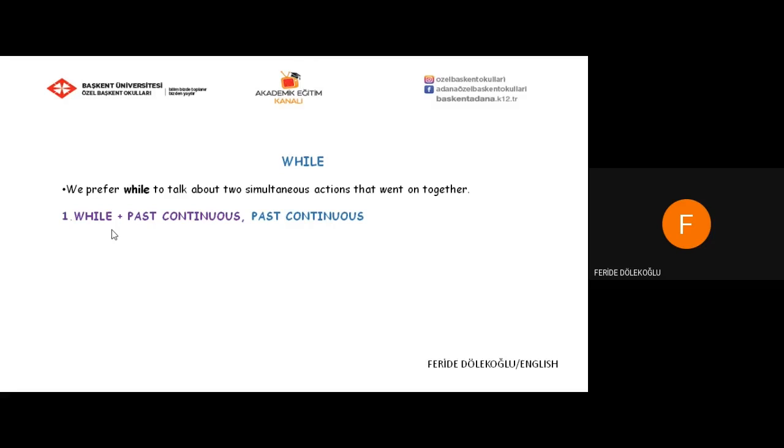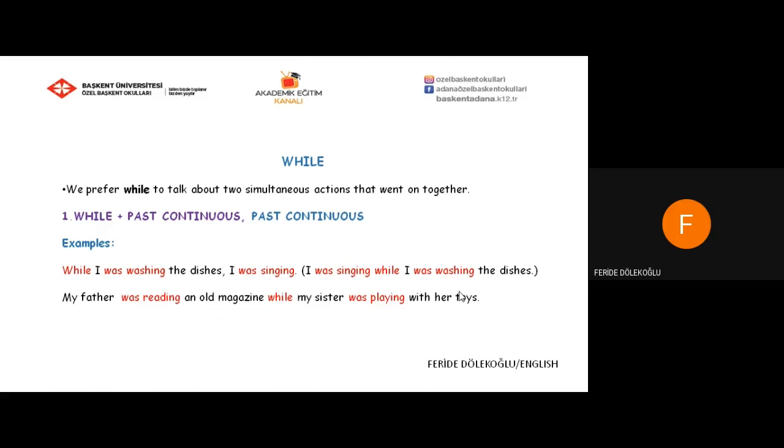While. We prefer while to talk about two simultaneous actions that went on together. First one, while plus past continuous, and then past continuous again. First example. While I was washing the dishes, I was singing. You can also say, I was singing while I was washing the dishes. My father was reading an old magazine while my sister was playing with her toys. While the children were playing in the garden, an old man was looking at them.